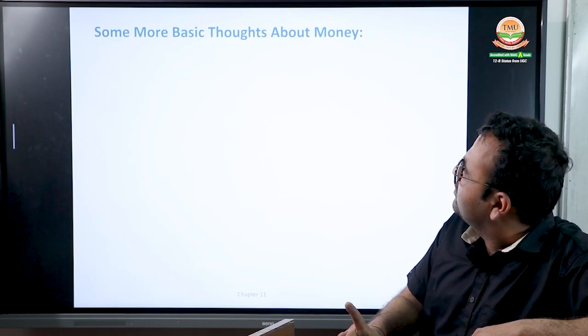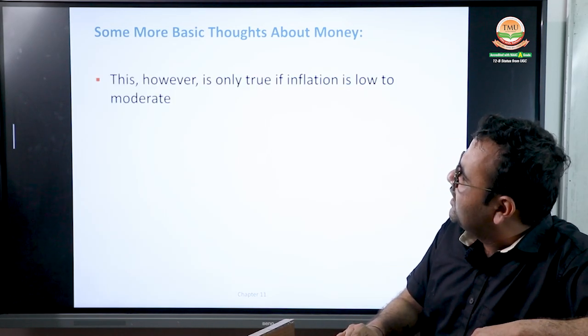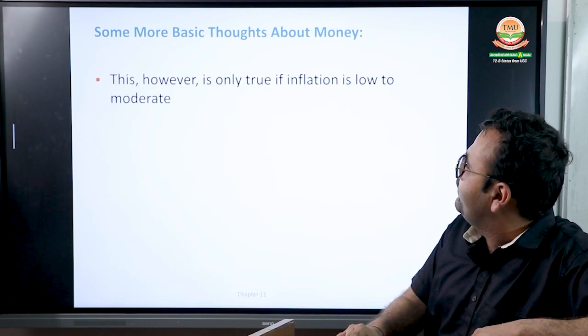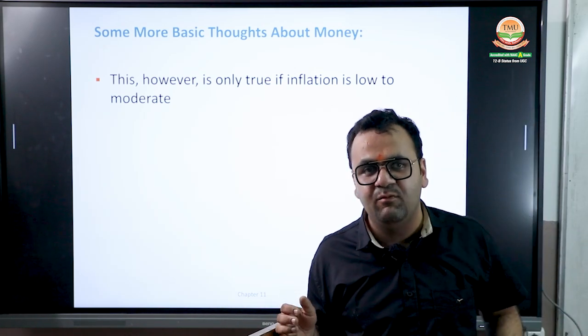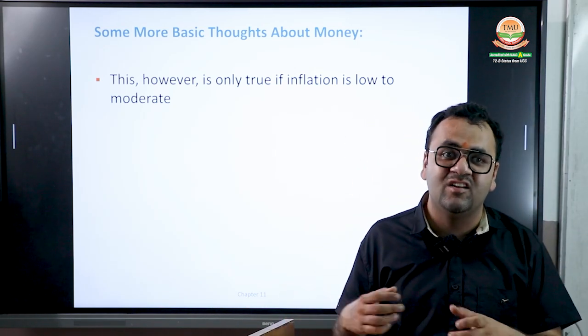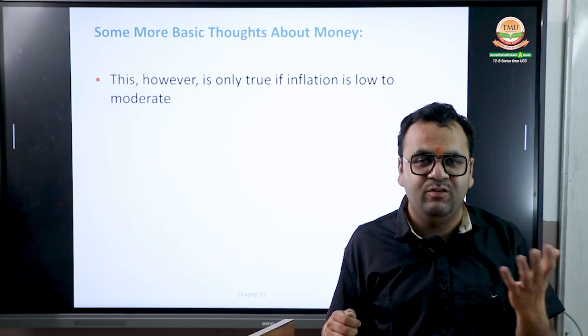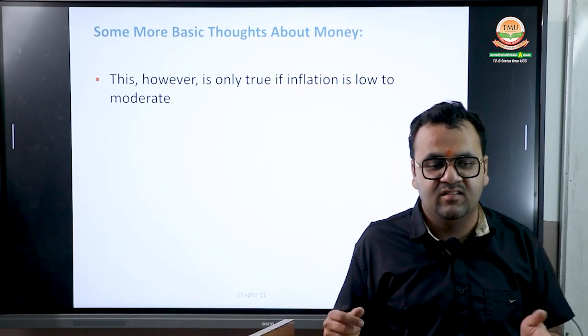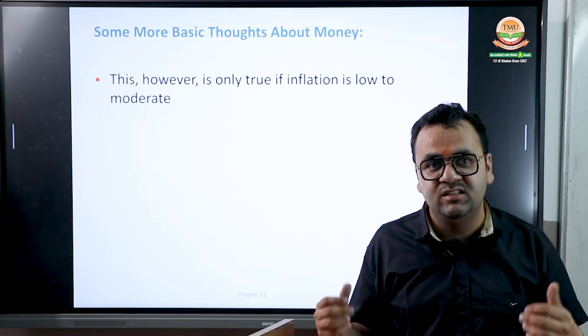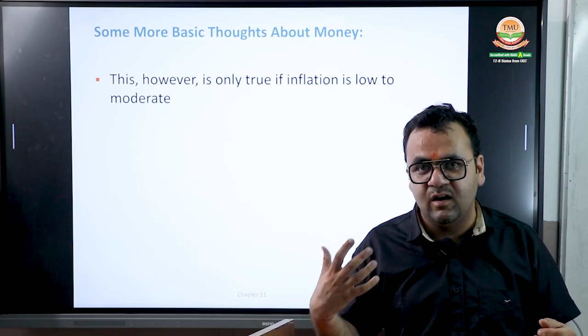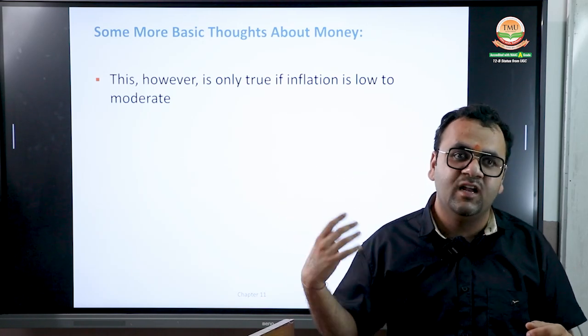Some more basic thoughts about money are these. However, this is only true if inflation is low to moderate. Sometimes we know that our economy is underdeveloped, not developed. So inflation and deflation are the other part of the economy. Sometimes inflation comes. In the condition of inflation, what happens? The cost of things has grown high. So what are the drawbacks?